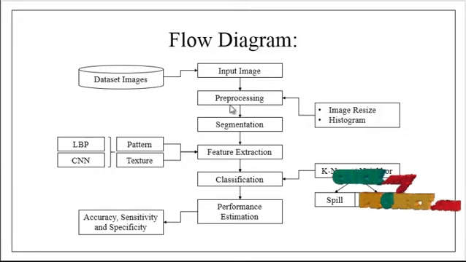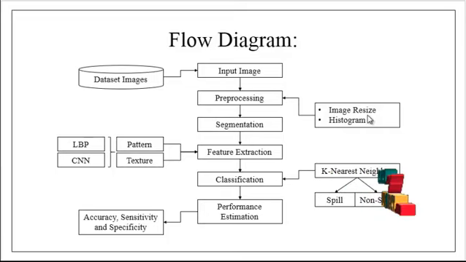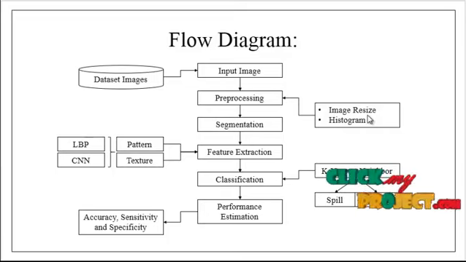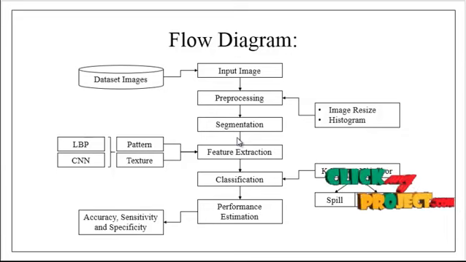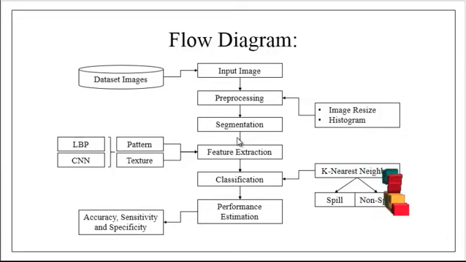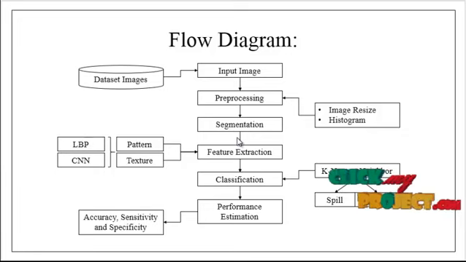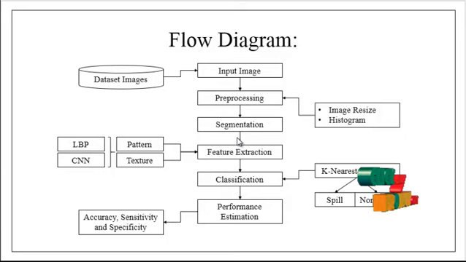In pre-processing, we have two stages: image resize, then histogram equalization. Image resize is done to resize the image to a fixed aspect ratio. Then histogram equalization is done to enhance the quality of the image. The third step of the project is segmentation. If an oil spill has occurred in the image, the corresponding region will be evaluated and extracted. After the extraction of the oil spill region, we move to the fourth stage, feature extraction.